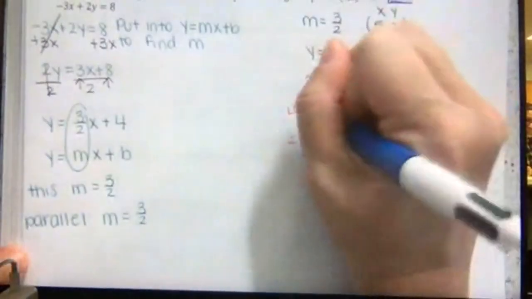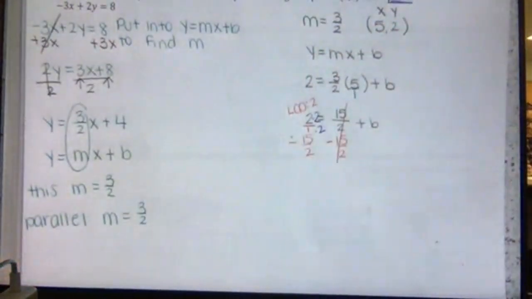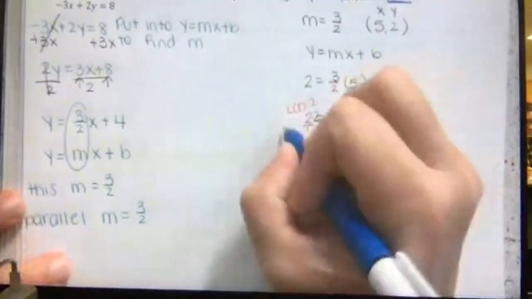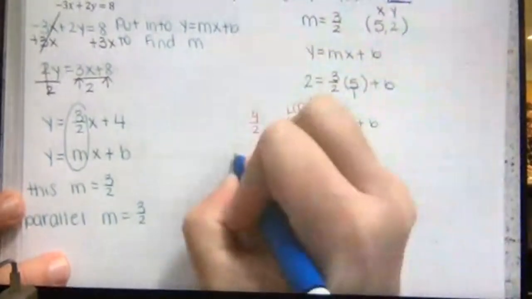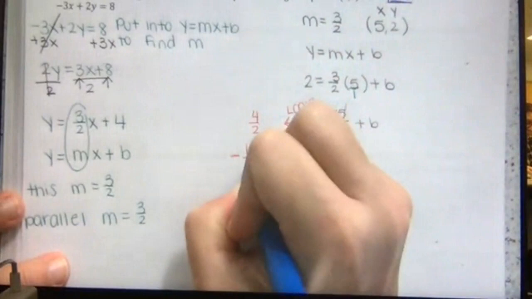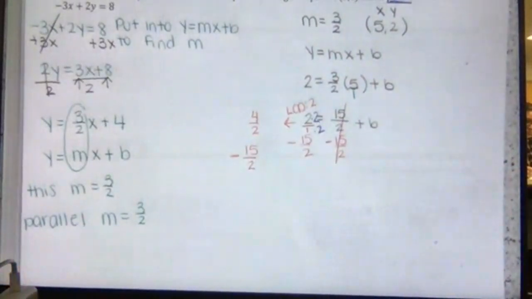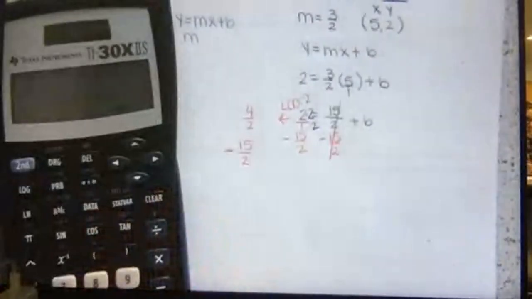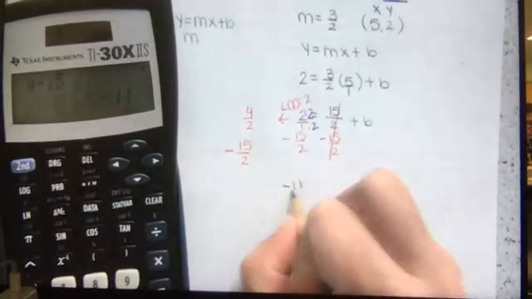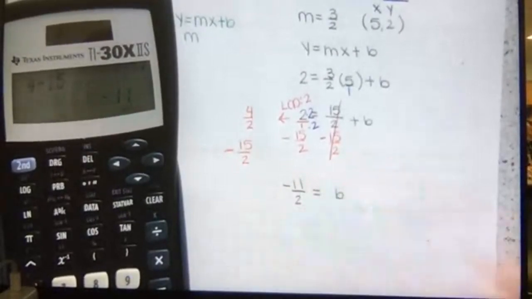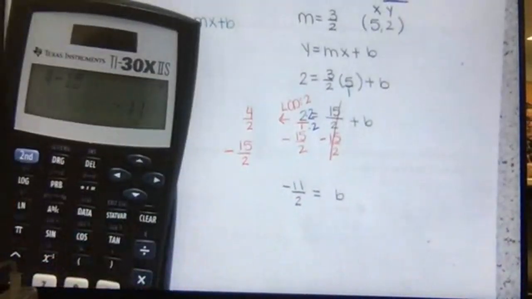So I can multiply the top and the bottom by 2. So that'll leave us with 4 over 2 minus 15 over 2. So 4 over 2 minus 15 over 2. So now they're like terms. So 4 minus 15 will give us negative 11 over 2 equals b.